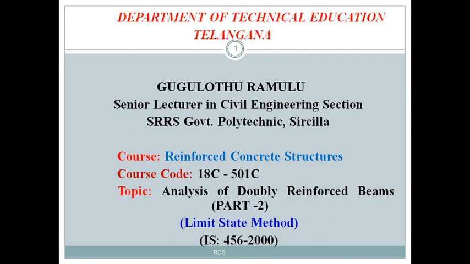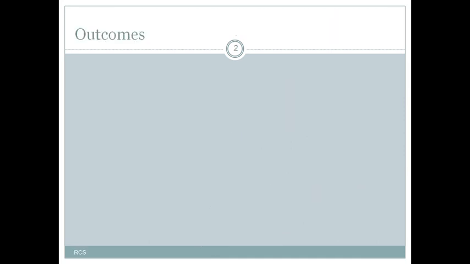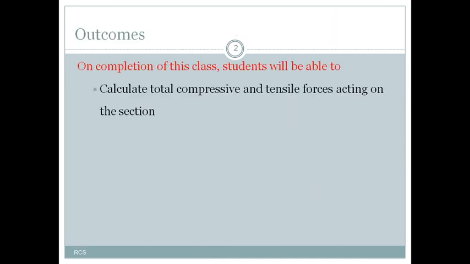In this class, I am going to discuss the analysis of a doubly reinforced beam, which is a continuation of our previous class. The outcomes of today's lecture are, on completion of this class, you will be able to calculate numerically the total compressive force and the total tensile force acting on the member.